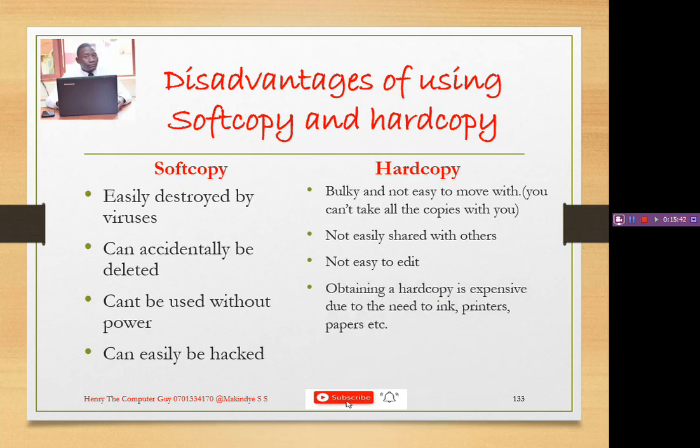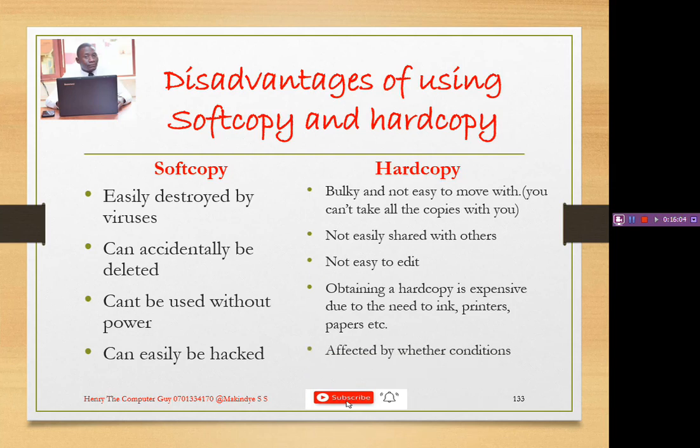Another one, obtaining a hard copy is expensive due to the need for ink, printers, and papers. So I need to get a hard copy. I'll need to get a computer. I'll need to get a printer. I'll need to get papers, hence making the whole process expensive.